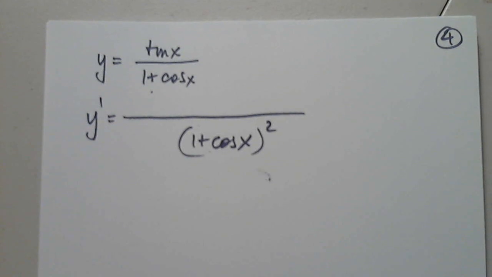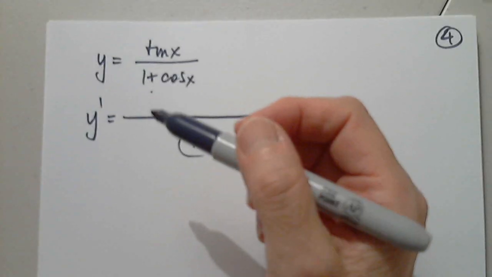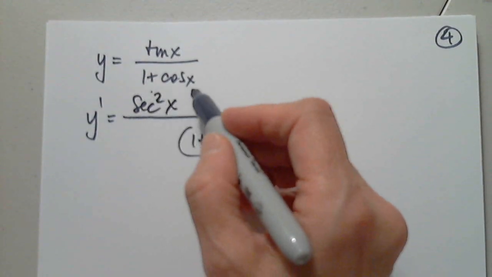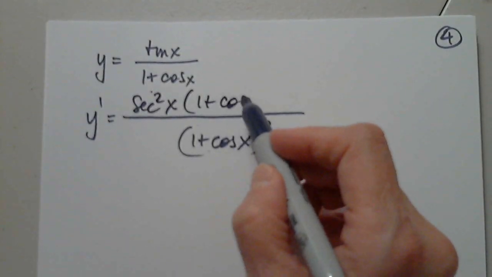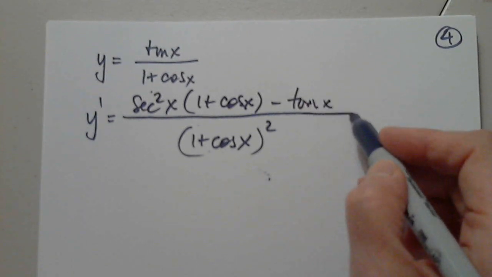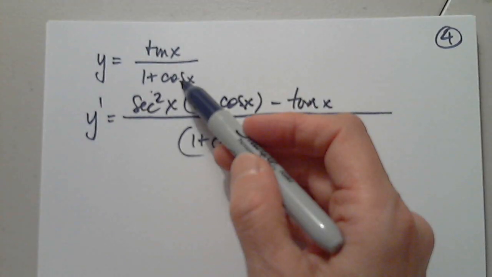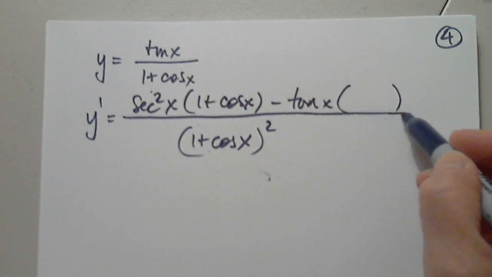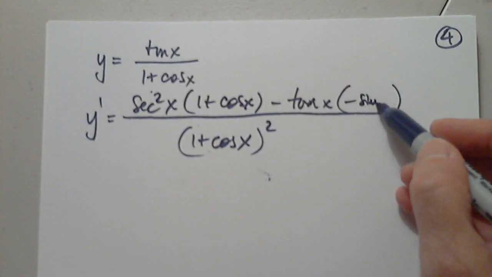The derivative of tangent. Okay, so that's secant squared x. Okay, 1 plus cosine x, thank you very much, minus tangent x. Can anyone differentiate, because 1 prime is 0, can anyone differentiate cosine x for us? Negative sine x. Yes, awesome.